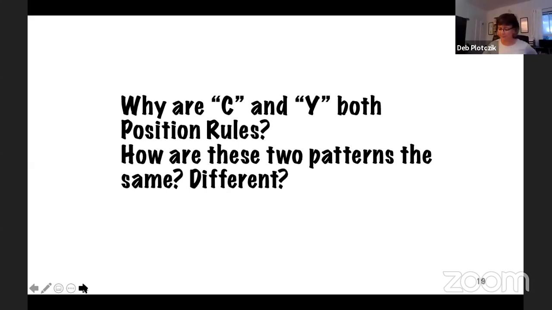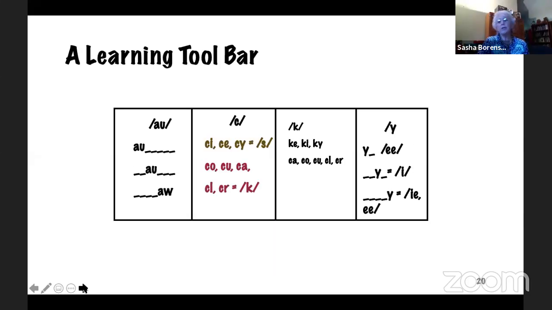Yes, Lisa. I was thinking they could be different because C usually acts as a consonant sound and Y can be both a consonant and a vowel. I agree with that. Exactly. So you guys are thinking like linguists. This is excellent. Now, this is an example of a toolbar. I hope you get that toolbars are really helpful.